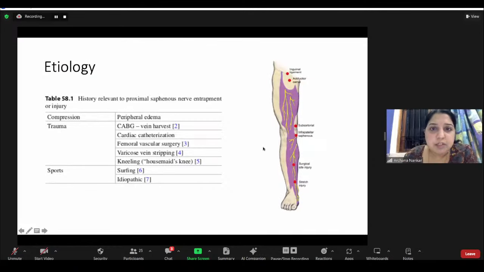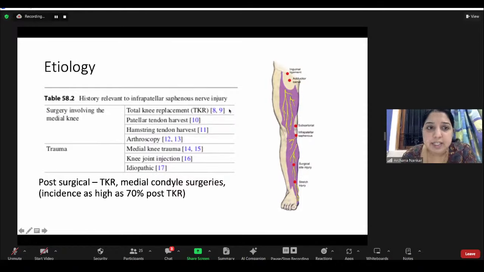So, etiology. As we already saw, I'm mainly focusing on proximal saphenous nerve entrapment. Here the etiology commonly is peripheral edema, CABG, vein harvest during CABG, cardiac catheterization, femoral vascular surgery, varicose vein stripping, kneeling, housemaid's knee, sports such as surfing, and it can also be idiopathic. These are the different sites of saphenous nerve entrapment.